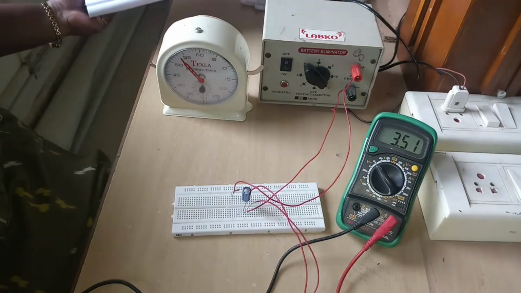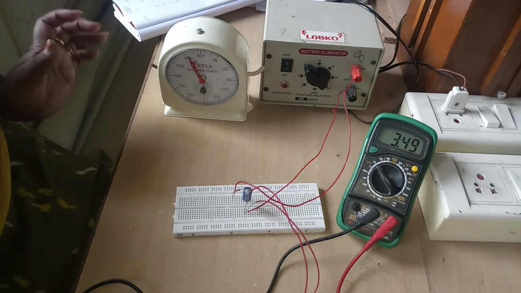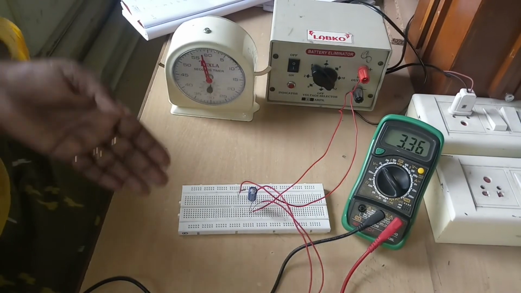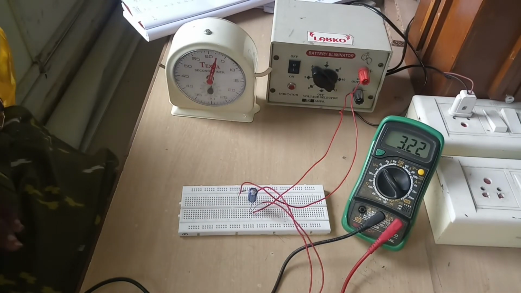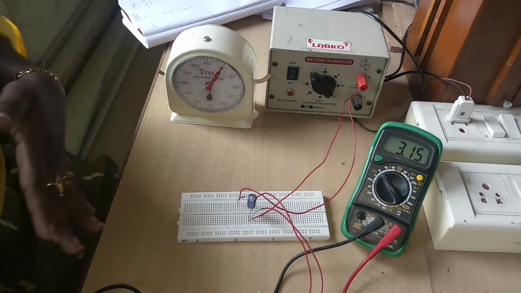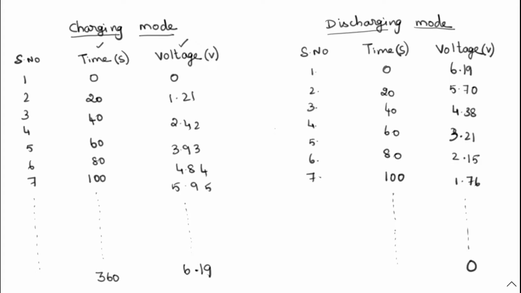So charging means we have to note down the voltage from minimum 0 to the maximum value, and discharging means from maximum to 0. So this is the experiment. The remaining we will discuss in the calculation and graph part. After taking the values in the lab, we will observe like that.